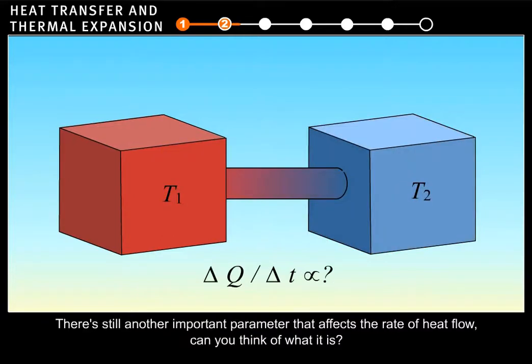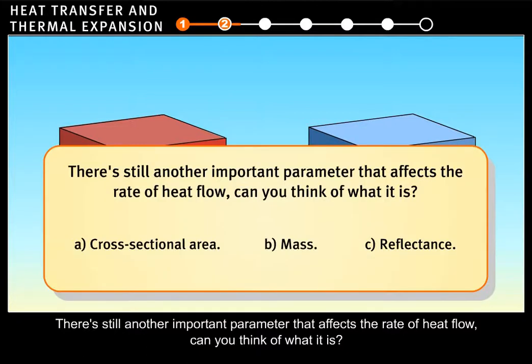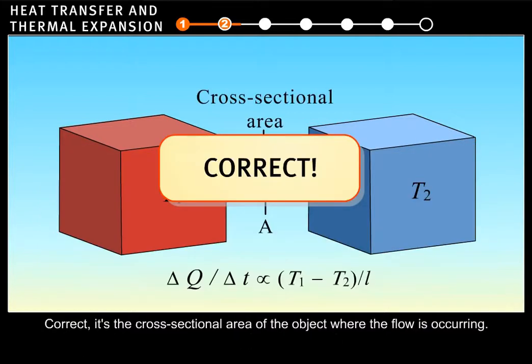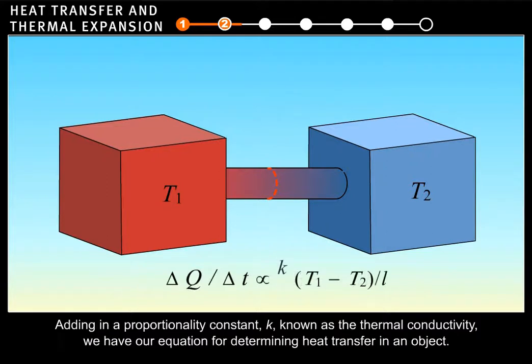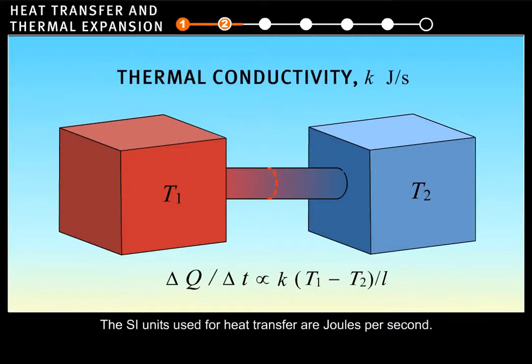There's still another important parameter that affects the rate of heat flow. Can you think of what it is? Correct. It's the cross-sectional area of the object where the flow is occurring. Adding in a proportionality constant, K, known as the thermal conductivity, we have our equation for determining heat transfer in an object. The SI units used for heat transfer are joules per second.